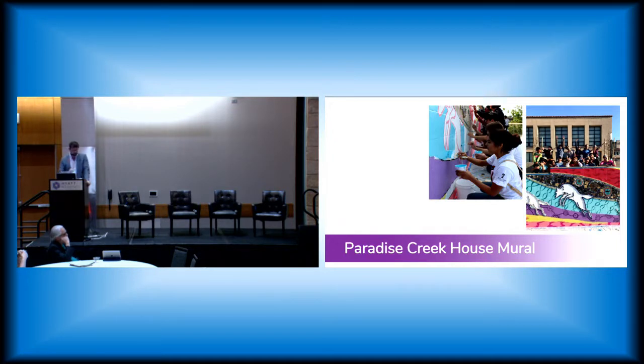I'm going to come back to Paradise Creek at the end, so hold that thought. But this is an initial mural we did on an affordable housing unit that's just gone up in National City.